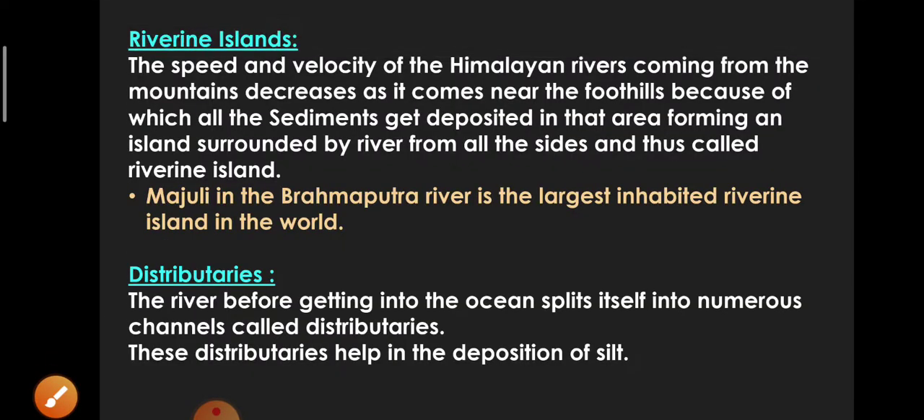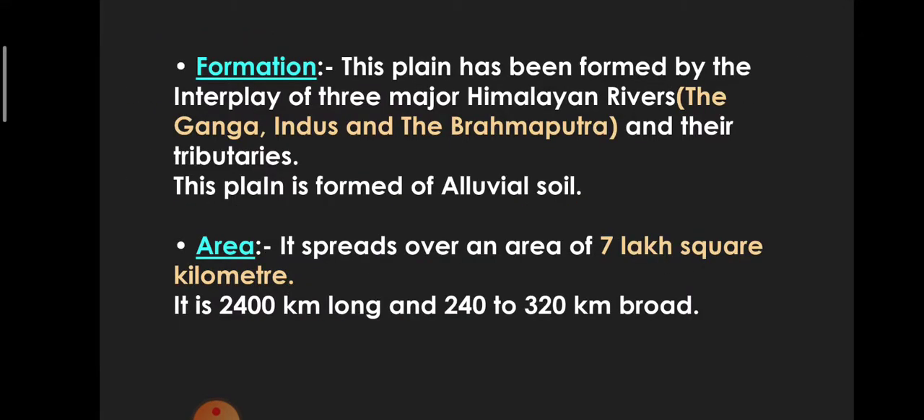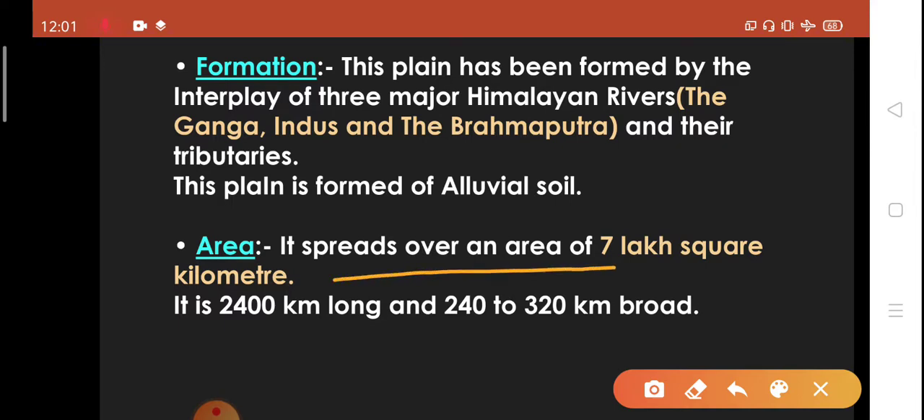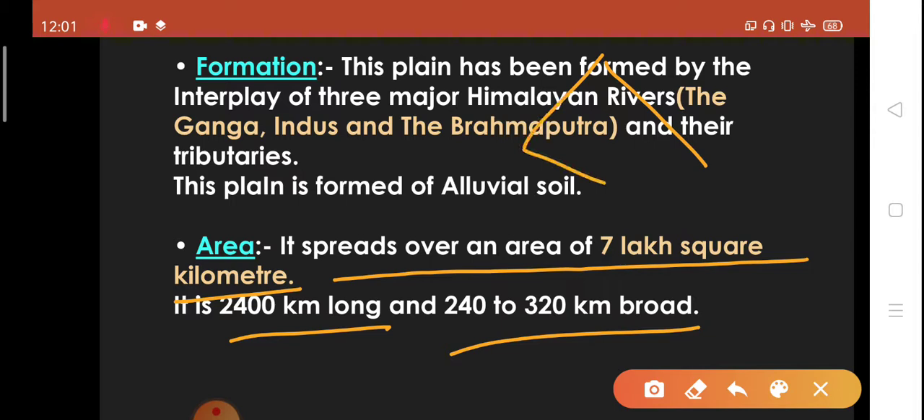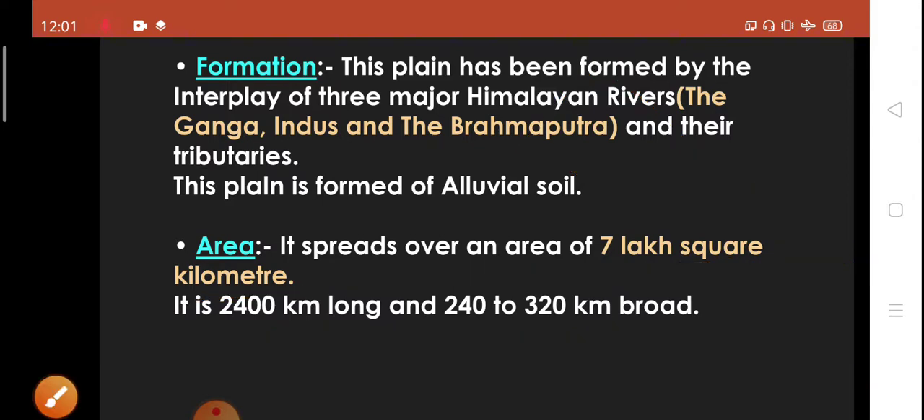Now we are going to move back to the first slide. Yes, so we were talking about how it is spread over an area of 7 lakh square kilometers. We already discussed it is 2400 kilometers long, and then it is broad. Now it is not equally broad in all parts. In some parts the northern plain is this broad, in some parts it will be very thin. So it ranges from 240 to 320 kilometers broad. Okay, so this is all about the area of the northern plains.